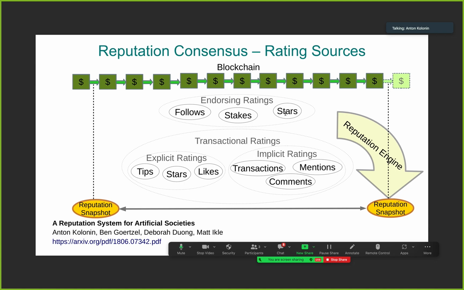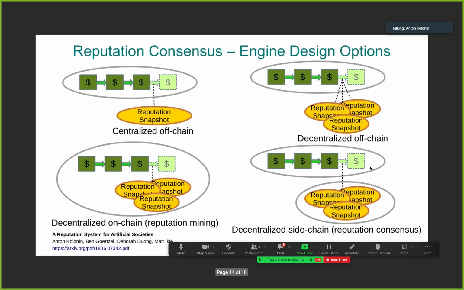ratings. Also there are things that we call endorsing ratings, like if someone follows someone, or puts some stake on someone, or just puts some stars on the account, not for a particular service. We can have this long-term endorsing rating also being part of the reputation computation, and then whatever is happening between the two snapshots is contributing to the new reputation snapshot being computed at the end of the reputation evaluation period.